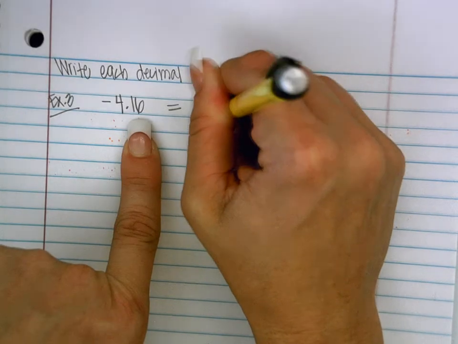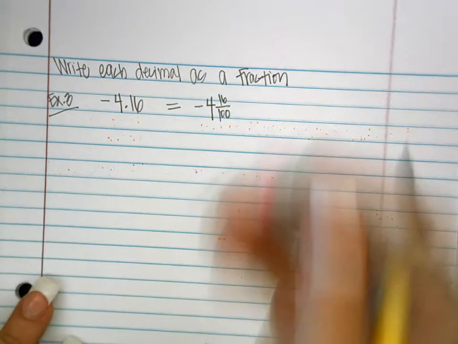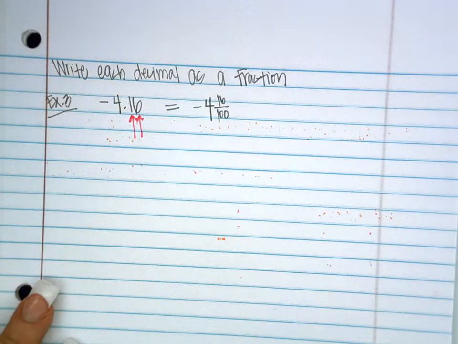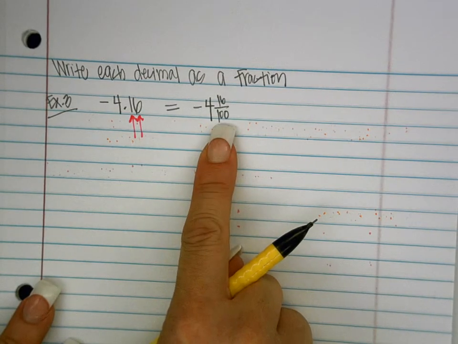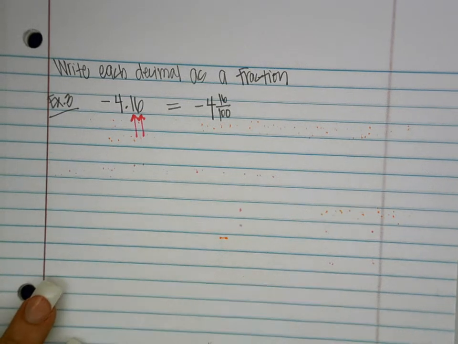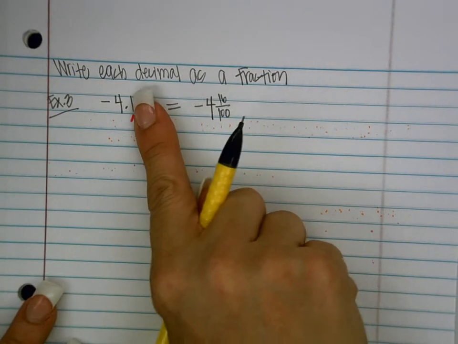I'm going to give you a little trick here. Okay? However many decimal places there are, we always write 1, and then however many decimal places there are, that's the number of zeros. So if there was just one decimal place, it would be over what?